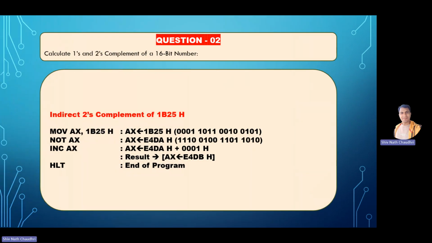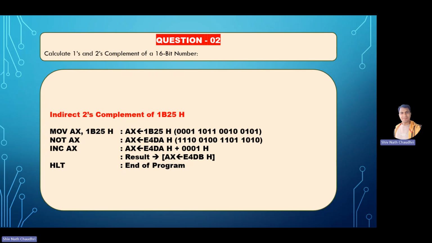Now this is the indirect 2's complement of a 16-bit number. In the previous example, we applied the NOT instruction to get the ones complement. So to get the 2's complement, we apply the NOT operation and then add 1. I have incremented the content of the accumulator, which comes after applying the NOT operation. After using this increment instruction, we get the 2's complement indirectly for the given 16-bit number.